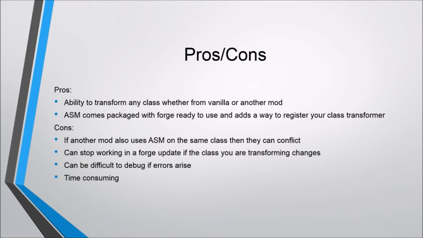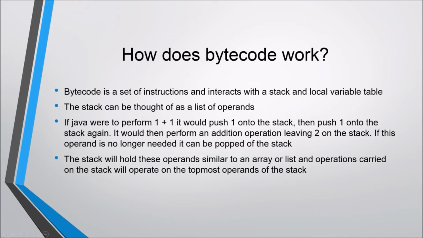The cons: if another mod also uses ASM on the same class, then they can conflict. It can also stop working in a Forge update if the class you are transforming changes. So let's say that one day Forge adds an update and it completely changes the class, or even adds a single line, then your ASM bytecode manipulation could just stop working and you need to recreate it. It can be difficult to debug if errors arise, and it's also time consuming to do this.